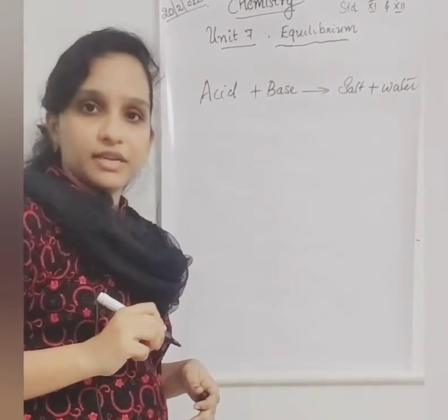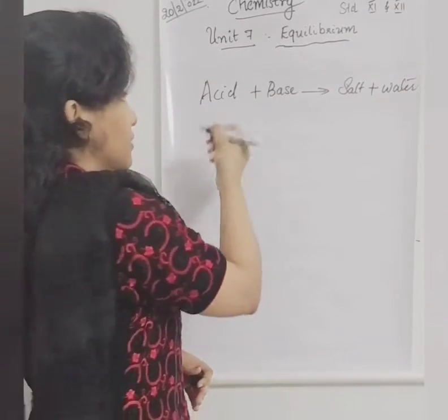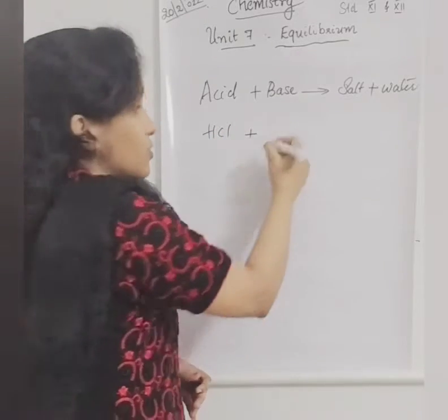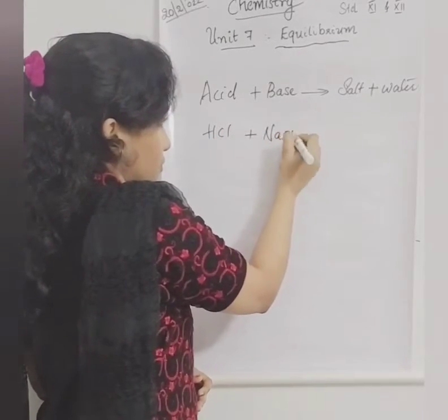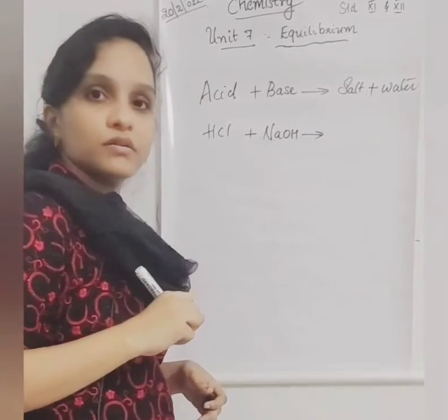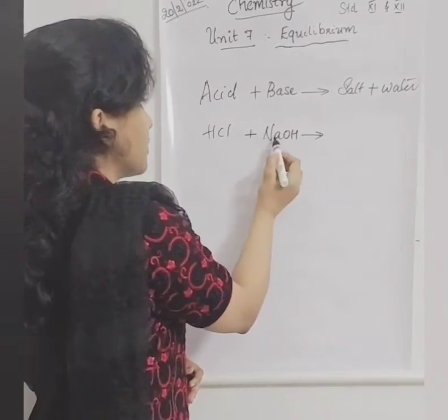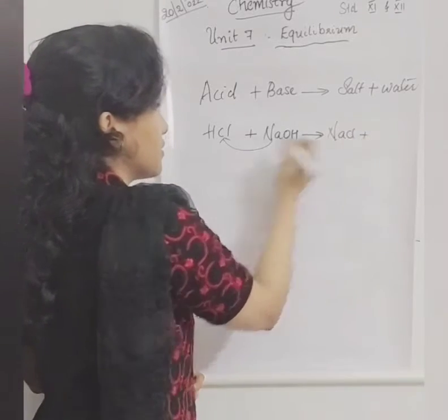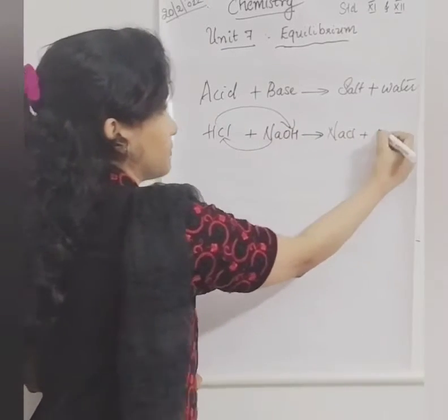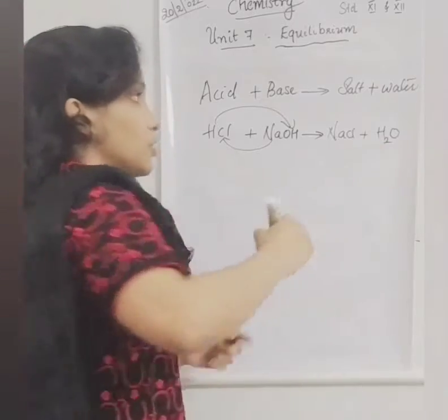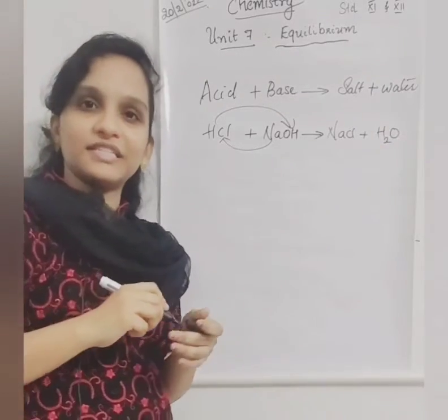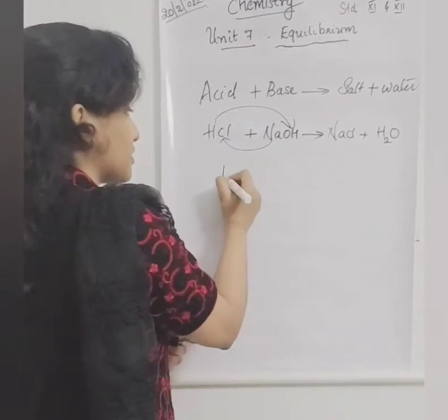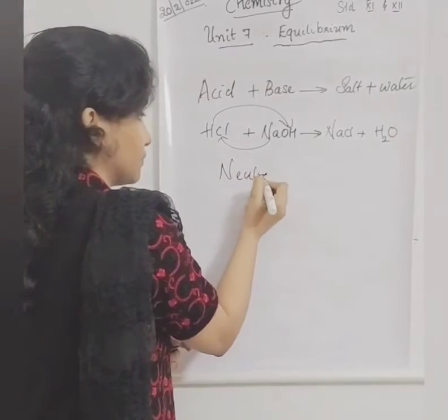Can you give me one example? Acid, HCl, base, sodium hydroxide, NaOH. What does it give? Salt, right? That is NaCl, plus what is left there? Water. So it forms salt and water. What is this reaction known as? Yes, you are correct. It's a neutralization reaction.